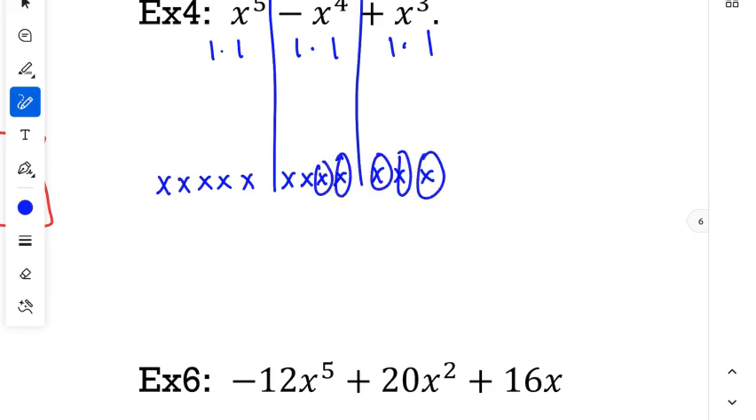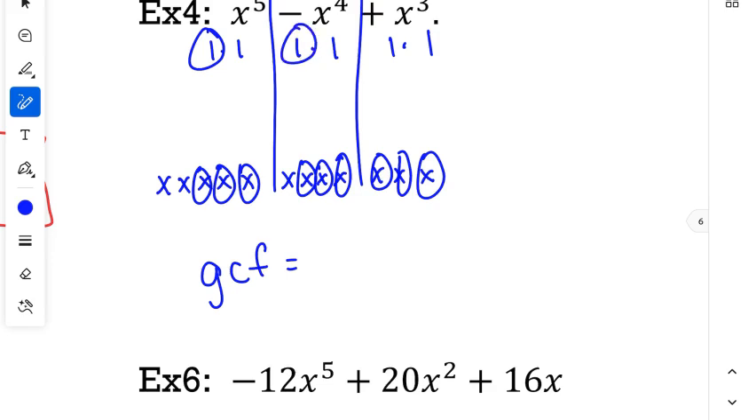How many x's can I circle on each one? 3. That's the maximum. So circle them. I don't know why I do this, but I go backwards. So then my GCF is, yeah, we just have 1x, how many? Cubed, yeah.